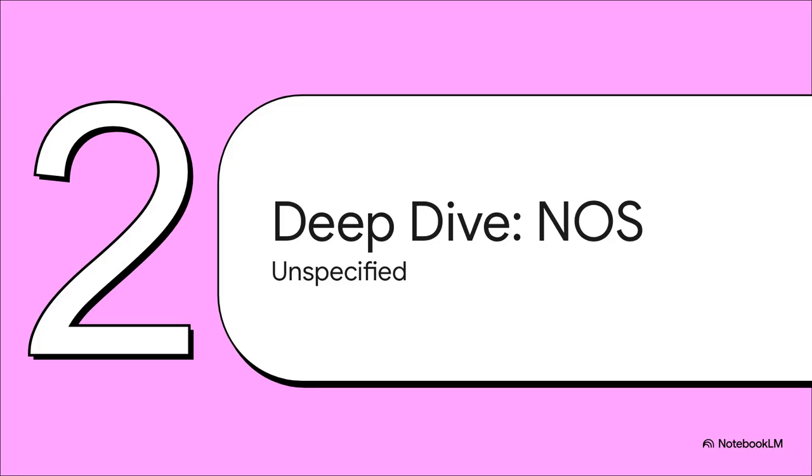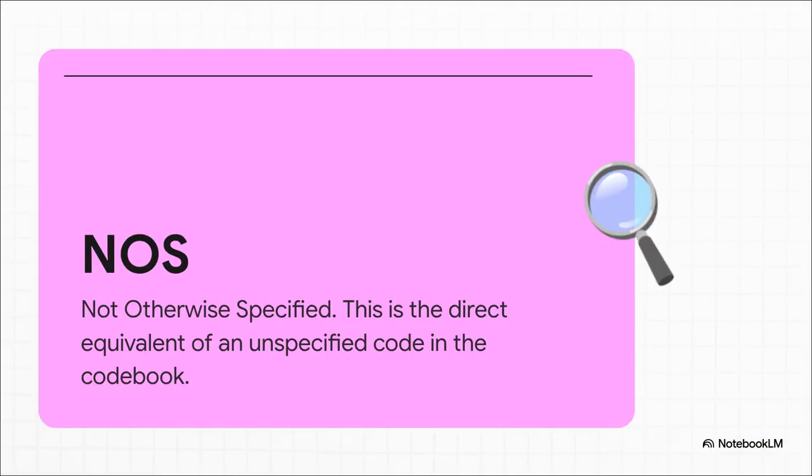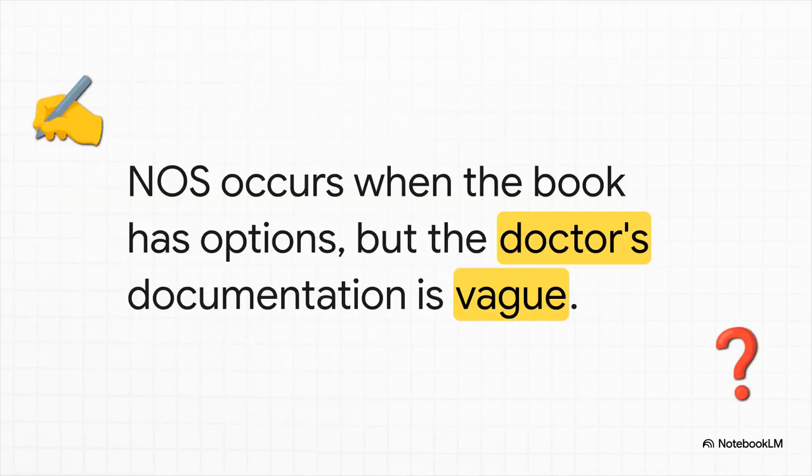Moving on to our next deep dive, NOS. Let's flip the specificity coin and see how NOS sets up a totally different scenario. According to the guidelines, NOS stands for Not Otherwise Specified. This is the direct equivalent of an unspecified code, and honestly, as a coder, the moment you see the word unspecified, alarm bells should be ringing in your head. Because if NEC is the book's fault, NOS is 100% the documentation's fault.